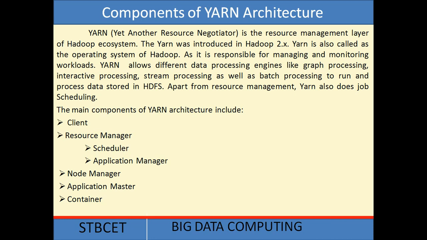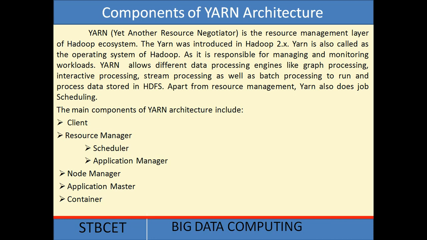So this YARN is used to split or to manage workload, split the activity. YARN allows different data processing engines like graph processing, interactive processing. That means with the help of this YARN architecture, you can split the resources as well as you can control the number of applications which are working on a number of clusters.